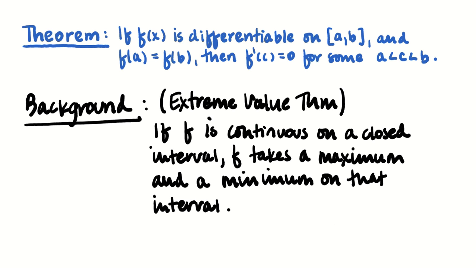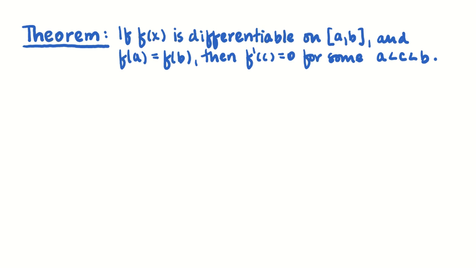Okay, but that's kind of getting away from what we're talking about. We're saying that if a function is differentiable on a closed interval and the values of the function at the two endpoints are equal, then that's evidence of a horizontal tangent somewhere in the interior of that interval.